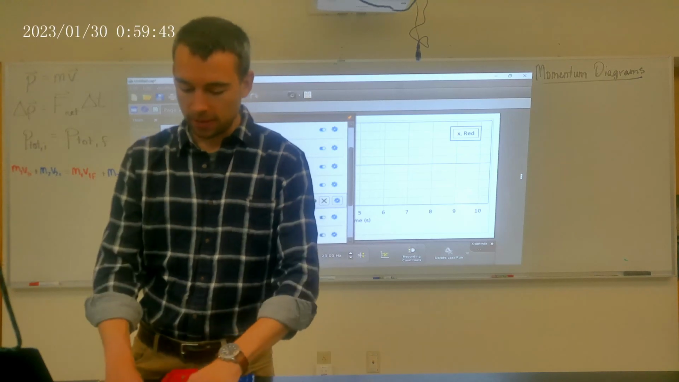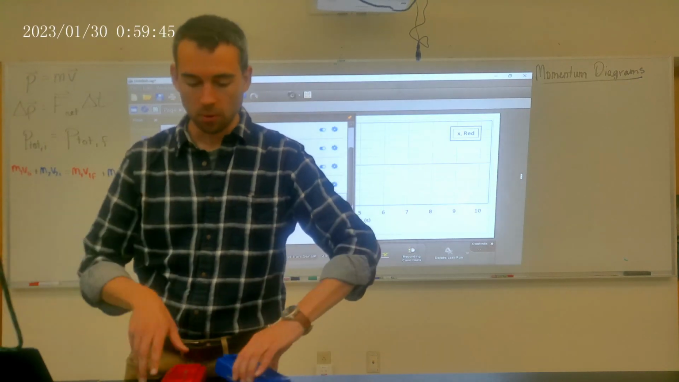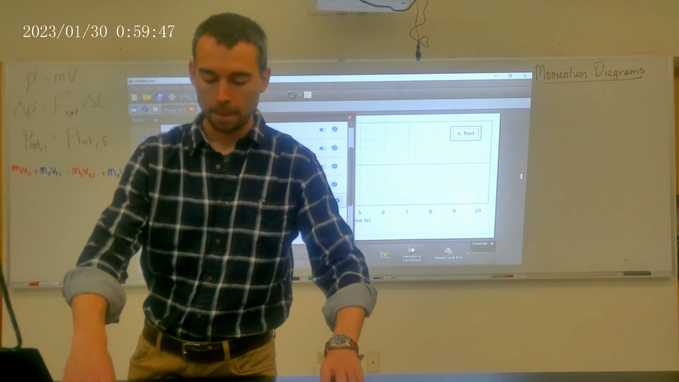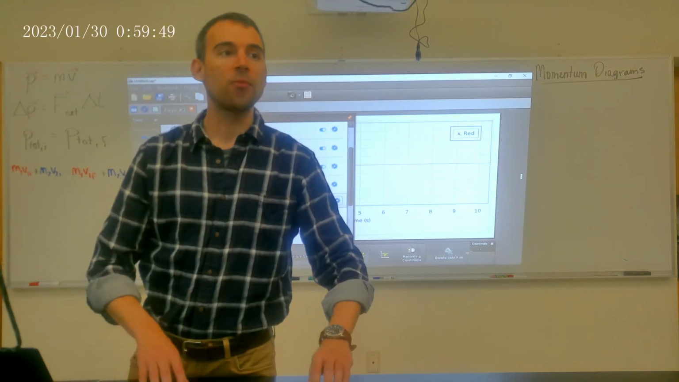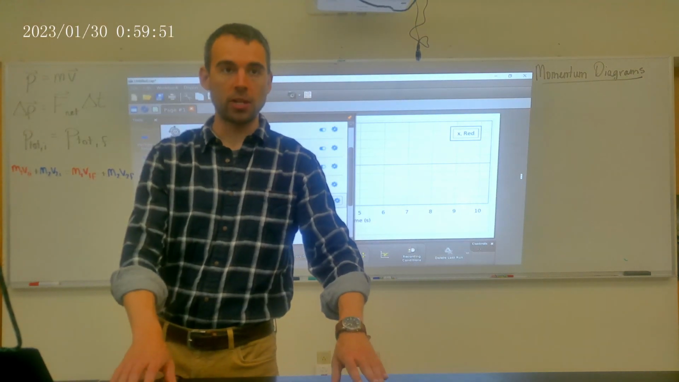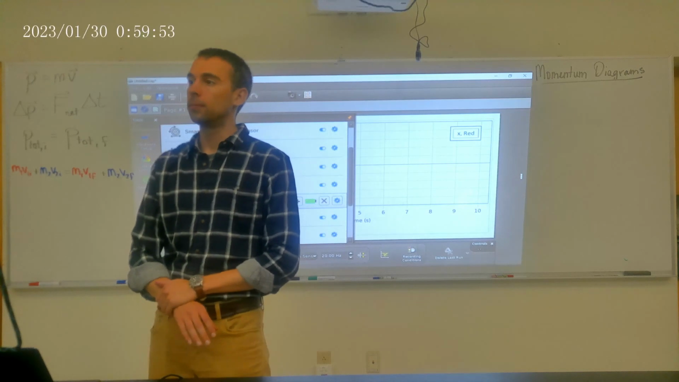Now, please carefully pay attention to the experiment that we'll be doing as our warm-up activity. We're going to start off with the simplest possible type of collision that we can model.